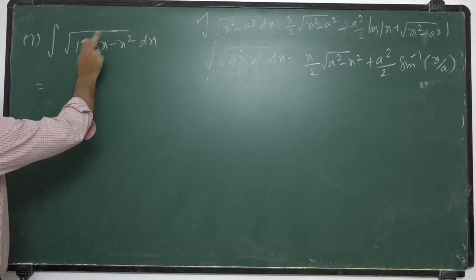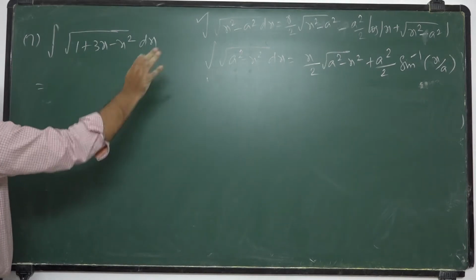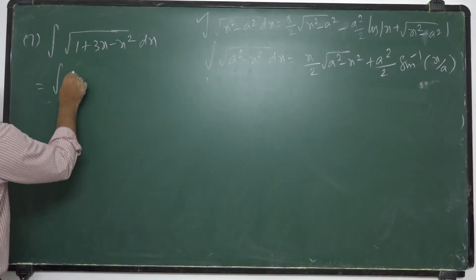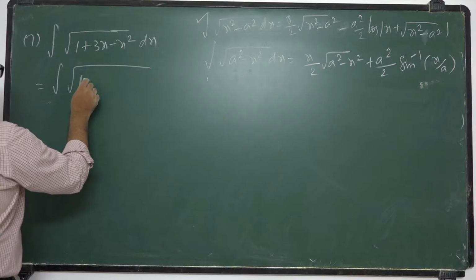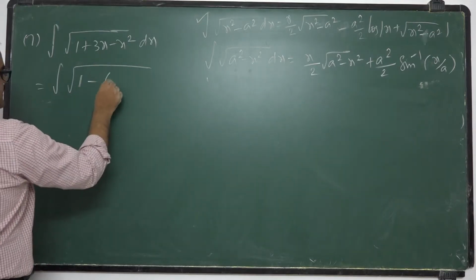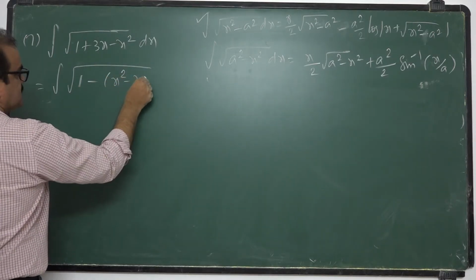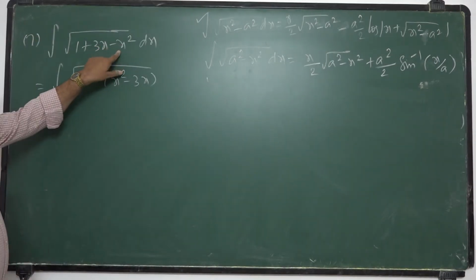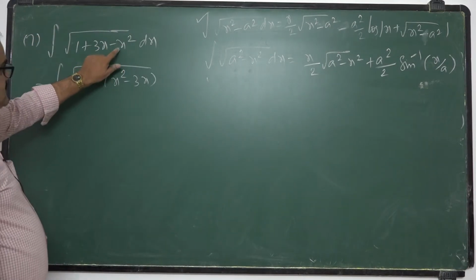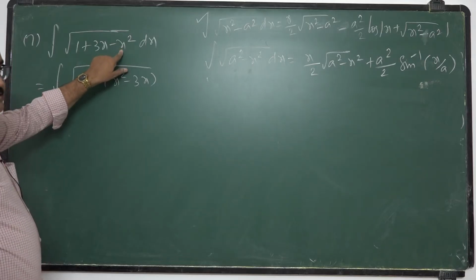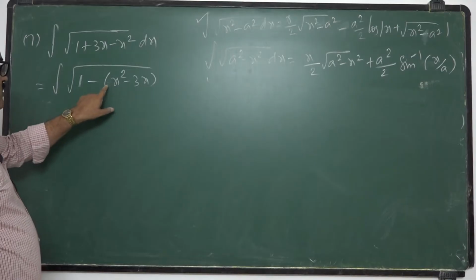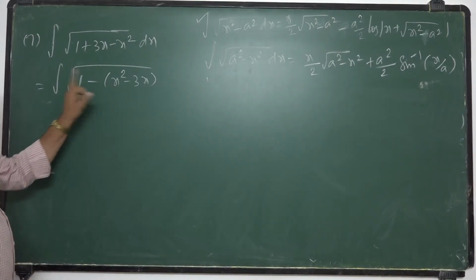First make it as a perfect square and then apply the suitable formula. Integral of root of 1, write it as minus of x square minus 3x. While reducing into perfect square, you must make the coefficient of x square as 1. If you take minus common, the coefficient of x square becomes 1.